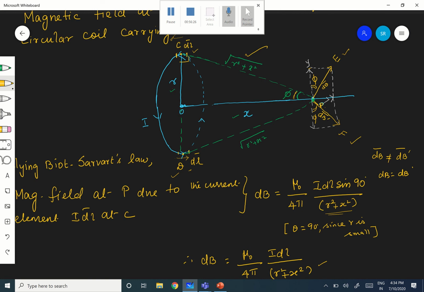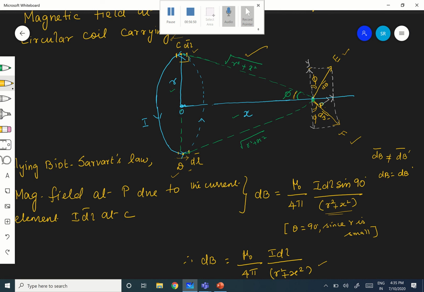Okay. Therefore, dB dash, I hope you are following. This is dB and this is dB dash. The magnitude is the same, but the vectors are different. That is why one is along PE, another one is along PF. So I want the net field due to the pair of the current elements at C and D. So what am I doing?